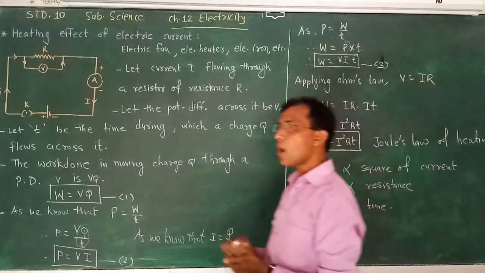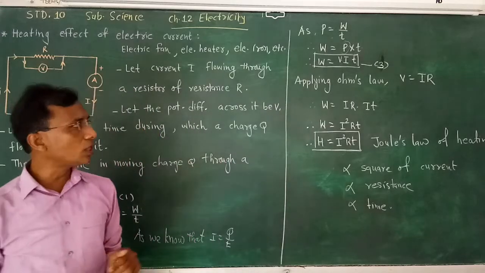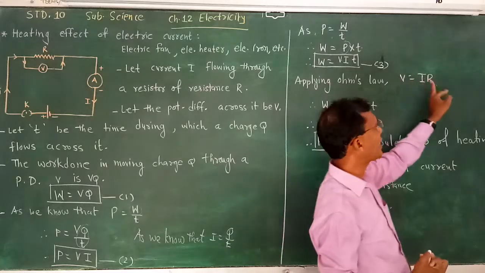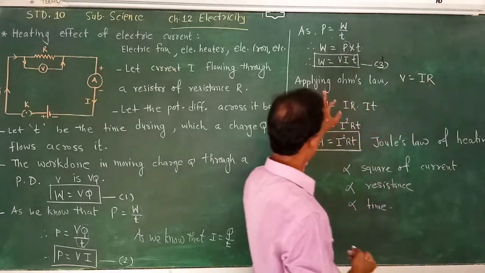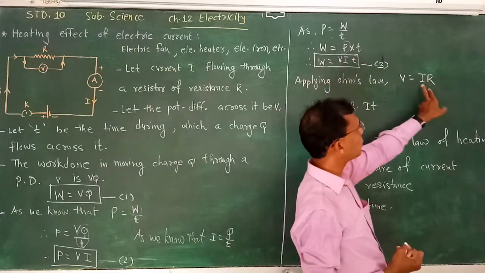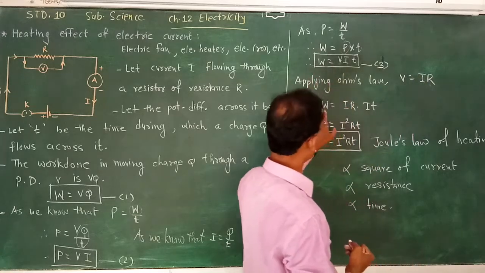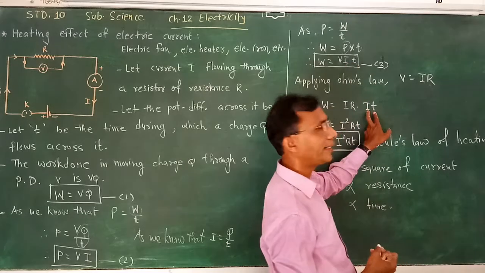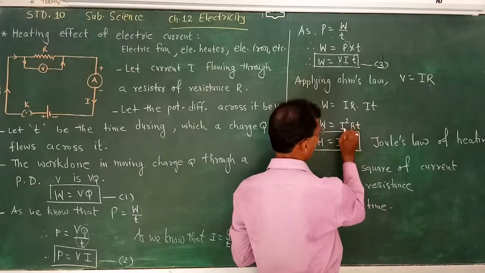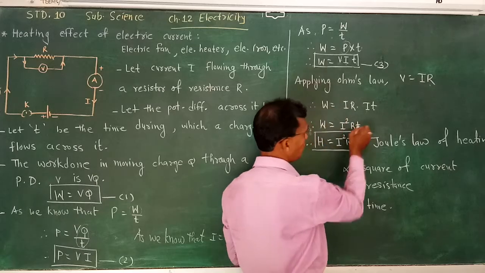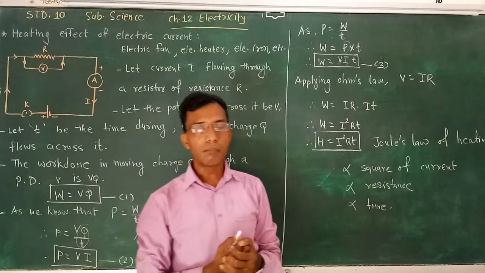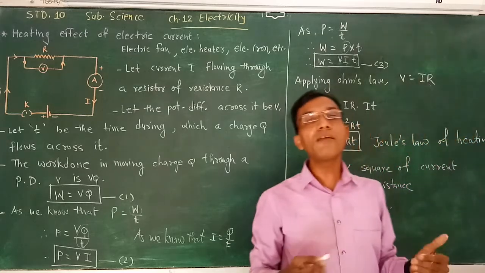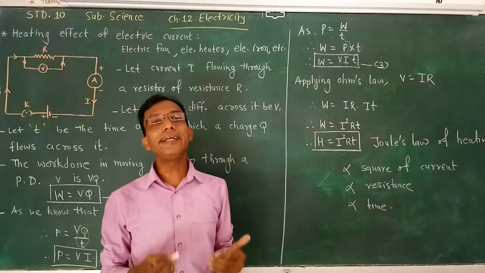Now applying Ohm's law. What is Ohm's law? V is equal to IR. So here, in place of V, we write IR. So W is equal to IR into IT, which gives I square RT. W is equal to I square RT. This work done is nothing but the heating effect.